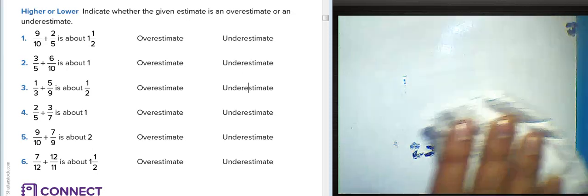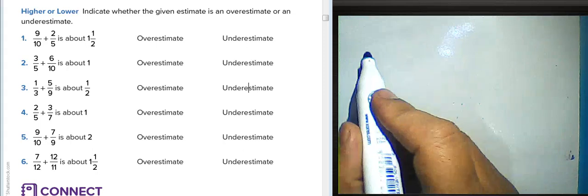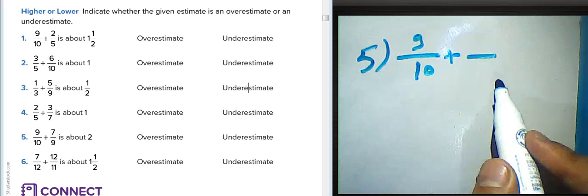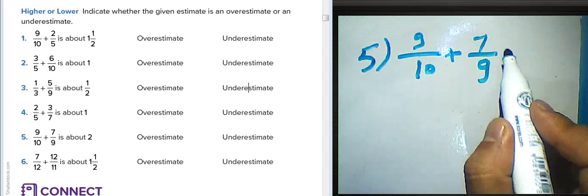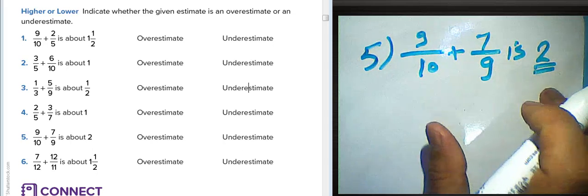Next question. Question number 5. 9 over 10 plus 7 over 9 is about 2. He approximates the number as about 2.